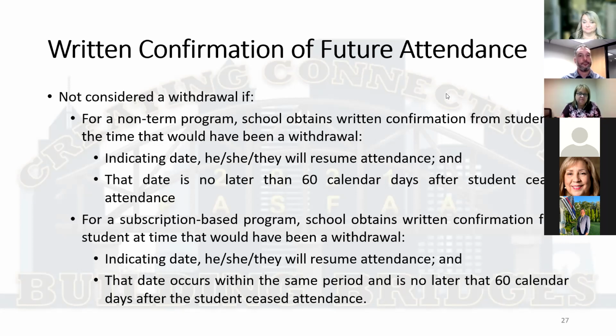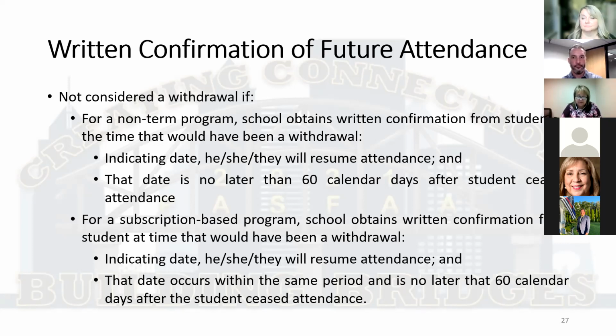And as Betty was mentioning, written confirmation of future attendance is part of what has changed. So for a non-term program, a student is not considered to have withdrawn if the school obtains written confirmation from the student at the time of the withdrawal. And in that written confirmation, they have to indicate when they will resume attendance, and that date can be no later than 60 calendar days after the student ceased attendance.